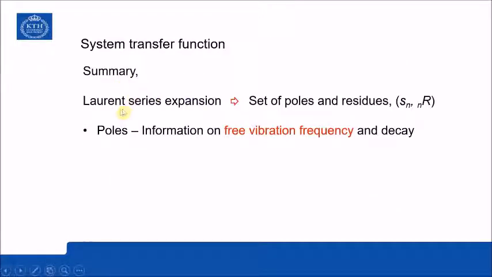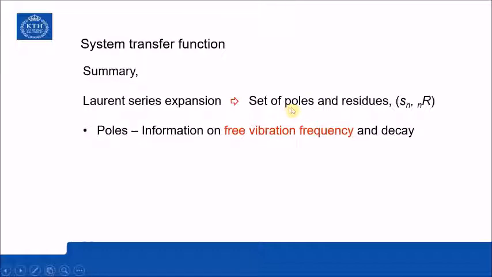So to summarize, the Laurent series expansion of the system transfer functions will give us a set of poles and residues, and these will appear in pairs. So to each pole Sn corresponds a residue Rn.